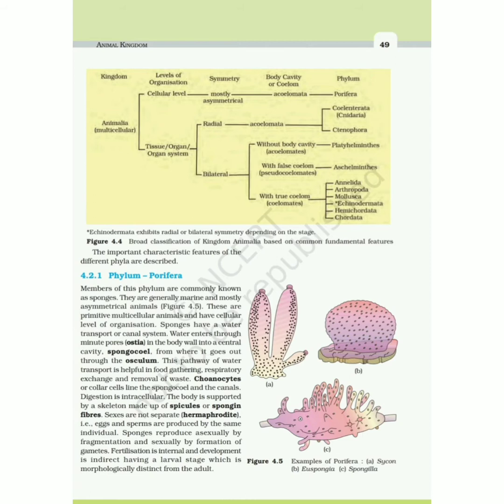Asterisk: Echinodermata exhibits radial or bilateral symmetry depending on the stage. Figure 4.4 broad classification of kingdom Animalia based on common fundamental features A, B, C. Figure 4.5 examples of Porifera: A, Scypha; B, Euspongia; C, Spongilla.